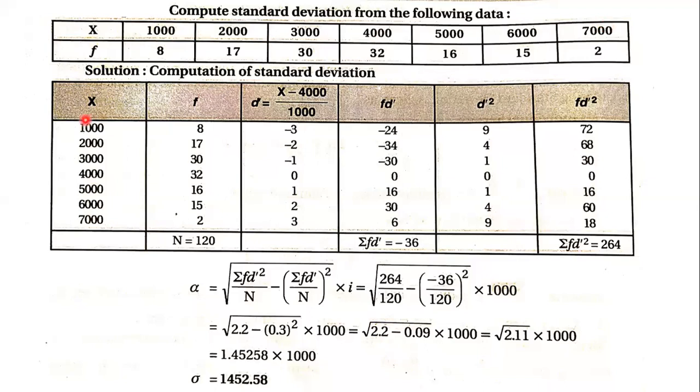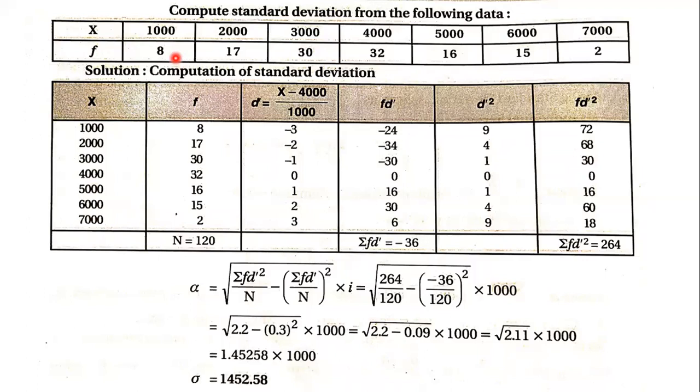Let's copy down this X and F from the problem to the solution. The heading is computation of standard deviation, as usual. The first column will be X, and we copy down the values of X starting from 1000 to 7000. Next, copy down all the frequencies starting with 8 until 2. Here you cannot find an even distribution of numbers in the frequency, and that is fine. So that is the first step.